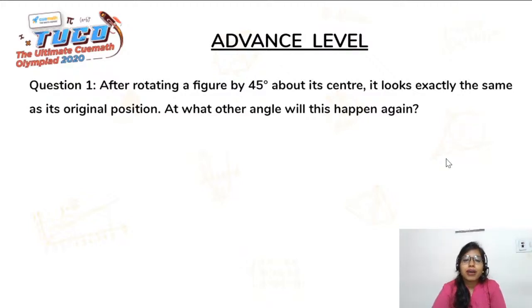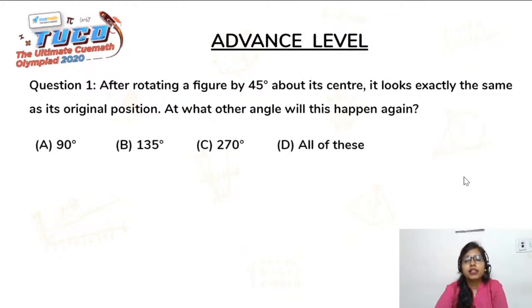After rotating a figure by 45 degree about its center, it looks exactly the same as its original position. At what other angle will this happen again? So let me put down the options here as well. So just think about it. If you're rotating an object by 45 degree and if it's giving back the same figure, then after rotating it by, let me show it to you.